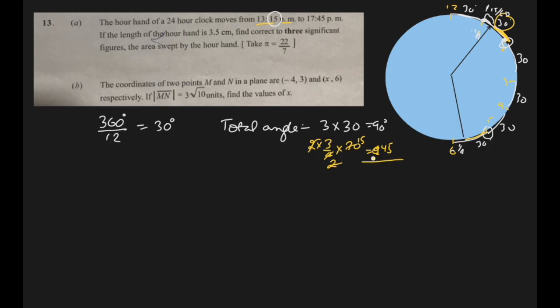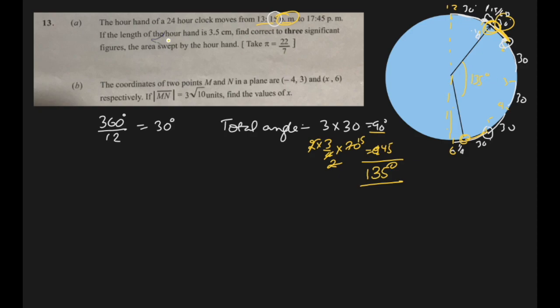45 degrees. So total 90 plus 45, 135 degrees is the angle from this position, 1:15 or 13:15. There was no need to write p.m. with 13:15, but yeah, it's okay. Till here, right? That is 135 degrees out of 180. This is 180 total. Yeah, and this angle is 135 degrees.